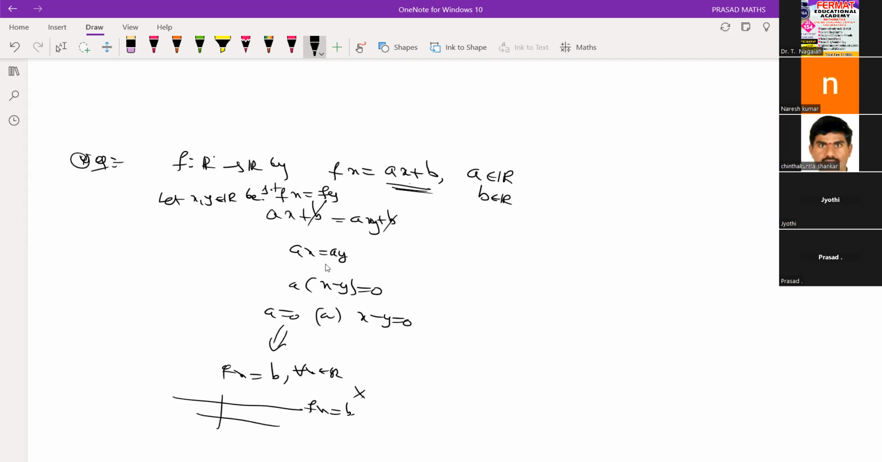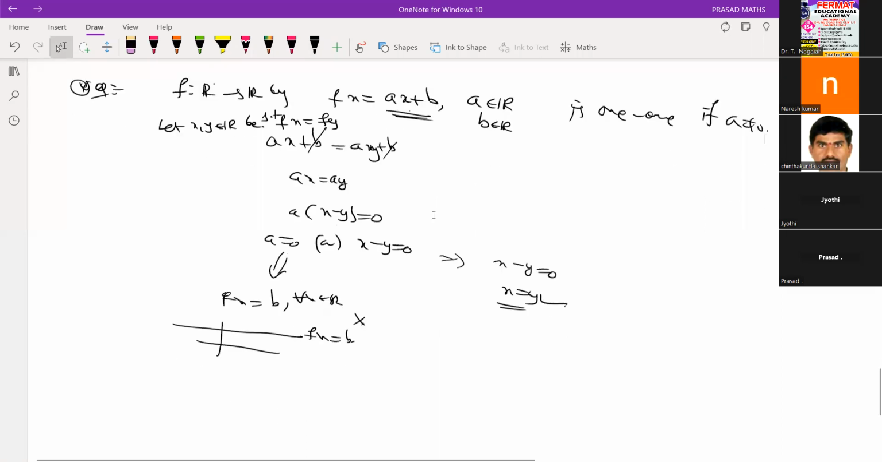Therefore, it cannot be a 1-1 function. So whenever a is 0, we're not getting a 1-1 function. Or else, if a is non-zero, suppose you take a is non-zero. A is non-zero means what? x minus y equals 0, or x equals y. So this is a 1-1 function. What do you observe? This is a 1-1 function if a is non-zero.